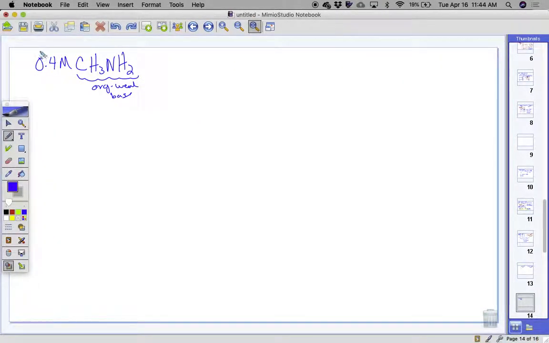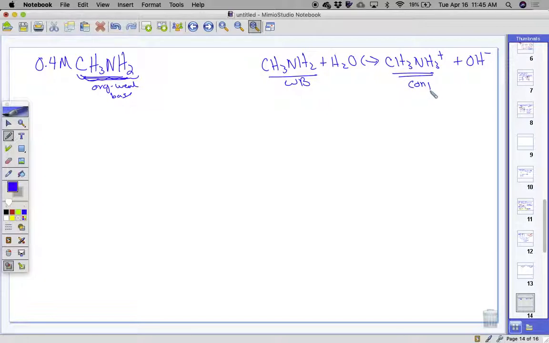All right, so we'll do another buffer problem that's hard. This time we're going to start with a weak base. So this is that organic weak base. We need a salt that contains that conjugate. If I'm telling you this is a weak base, what does it have to do? It has to gain a hydrogen. So this is the weak base, and this is its conjugate. So I need a salt that contains that conjugate acid to be put with it in our problem.